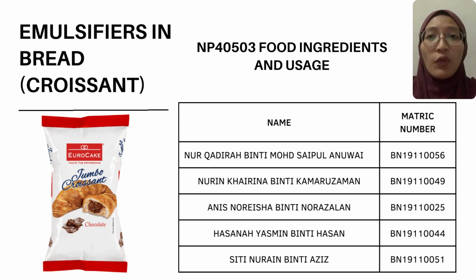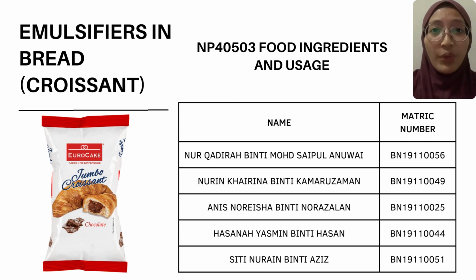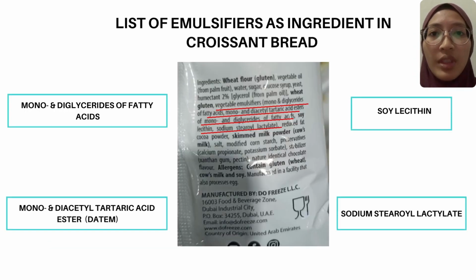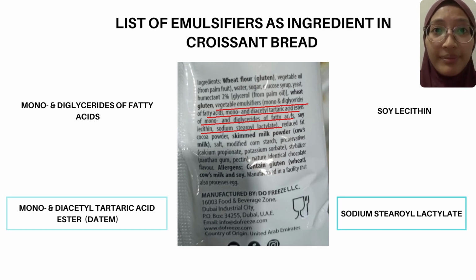Assalamualaikum. For my group, we chose the category of baked goods, which is croissant bread. There are 4 emulsifiers found in this product, including mono and diglycerides of fatty acid, mono and diacetyl tartaric acid ester, soy lecithin, and sodium stearoyl lactylate.